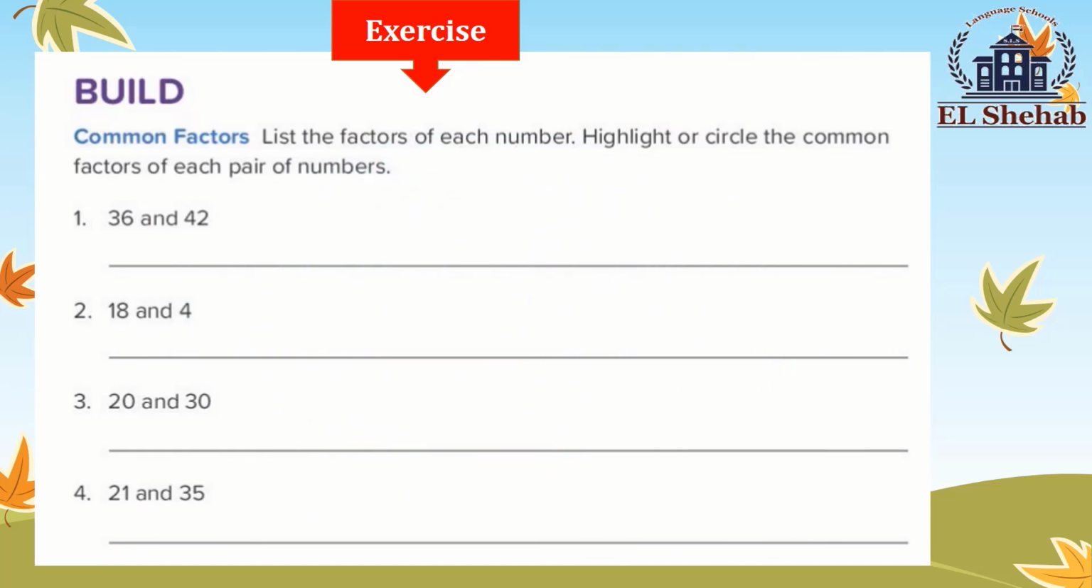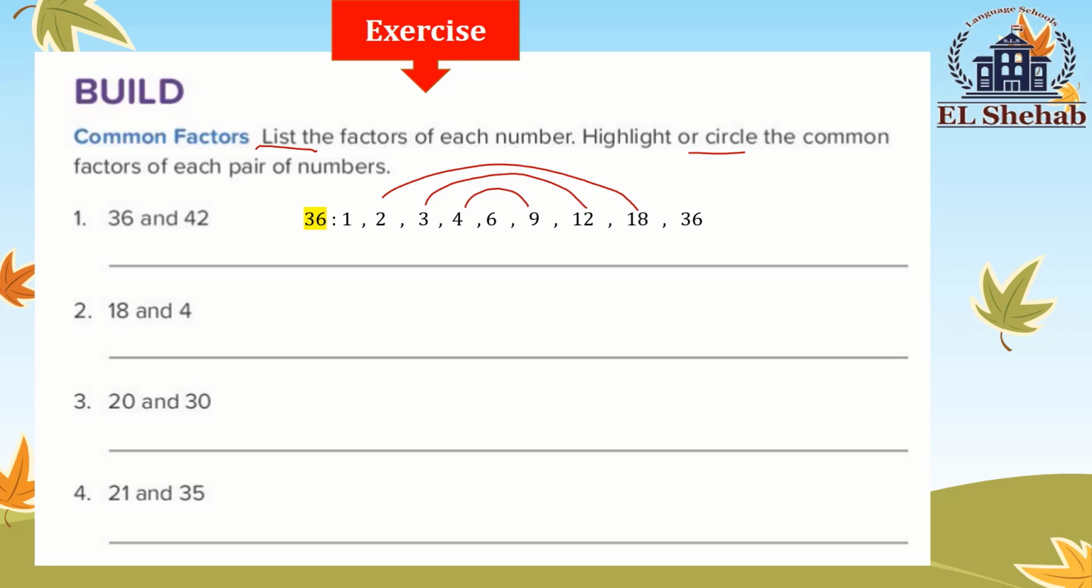Let's try to solve some exercises. List the factors of each number. Highlight or circle the common factors of each pair of numbers. So we have to do two things here: list the factors of each number and then highlight or circle the common factors of each pair of numbers. What are the factors of 36? Of course, 1 is a common factor to all numbers. So it will be 1 and 36. 2 and 18. 3 and 12. 4 and 9. 6 times 6.